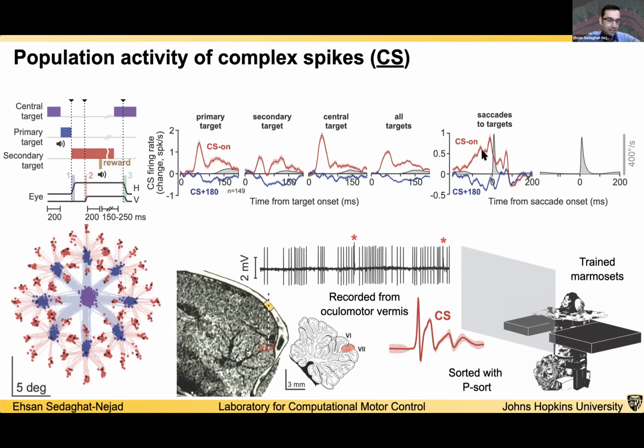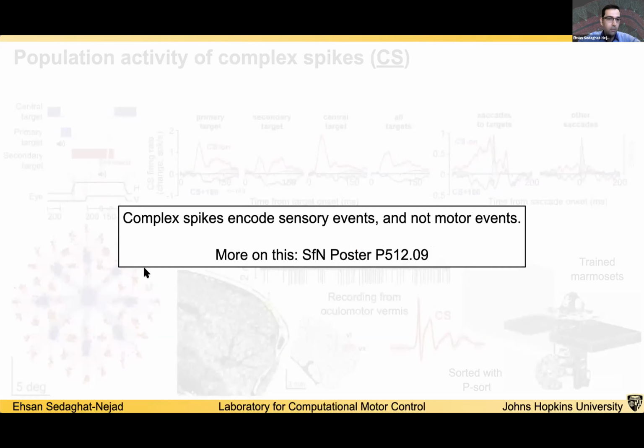So how can we disentangle these two things? We look at what we call other saccades. From time to time, the animal will actually break the flow of the experiment and make some saccades in the void. These saccades usually happen when the animal is harvesting the target. But the most important part is that at the onset and the offset of these saccades, there is no target on the screen. When we look at the activity of complex spikes during these task-irrelevant saccades, we saw that there is a slight modulation in complex spike activity, but this is nowhere near the modulation that we saw with the targeted saccades. So as a take-home message, complex spikes encode sensory events and not motor events.